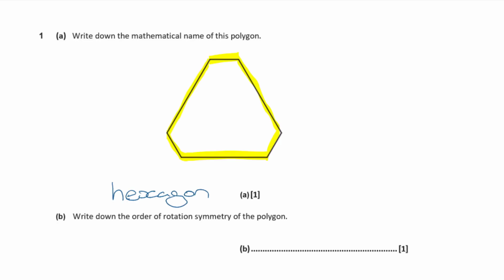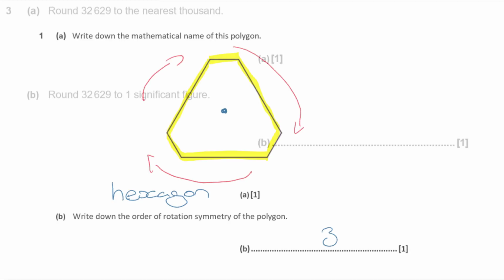even though it's not like a classically looking hexagon. Still got 6 sides. Write down the order of rotational symmetry of the polygon. Okay. So rotational symmetry is if you imagine like putting a pin through the middle of the shape and then slowly rotating it around a full turn. Okay. Now, in how many positions would it look the same when you did a full turn? I think it would look the same in 3 positions as you went round. So I'm going to say that the order of rotational symmetry is 3.